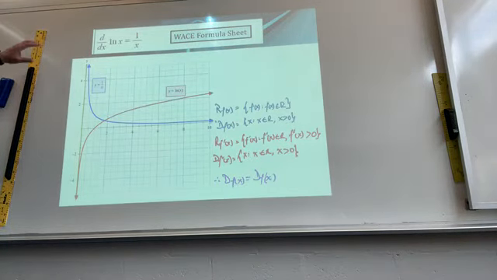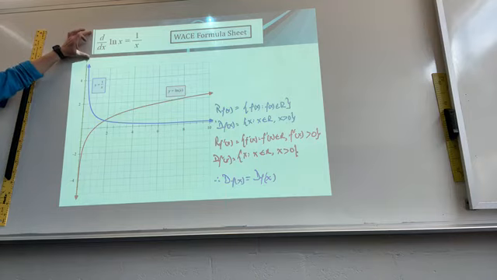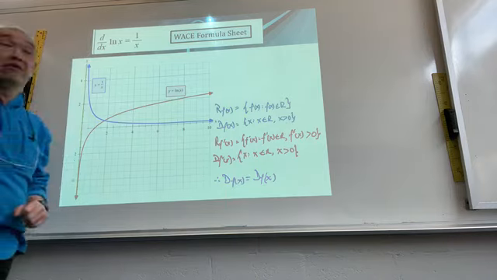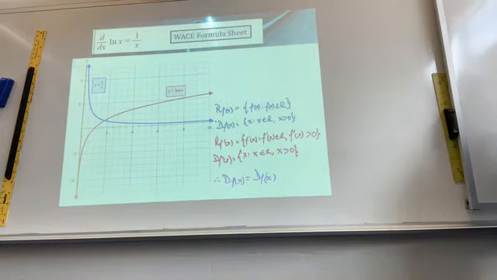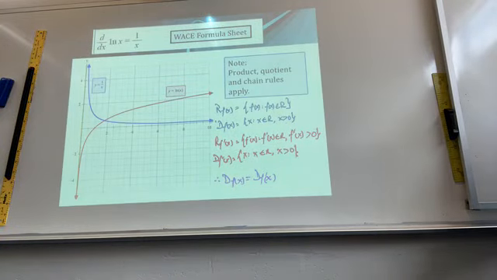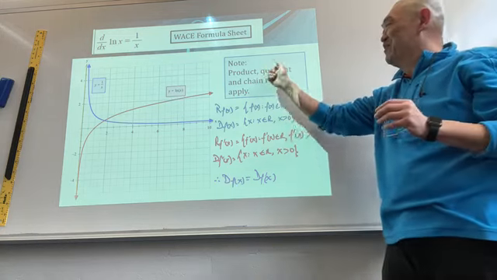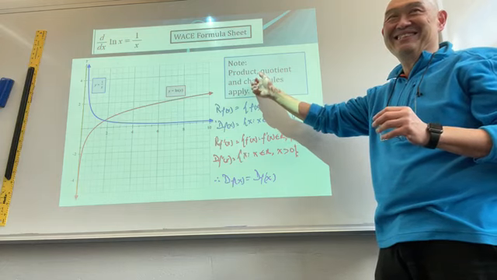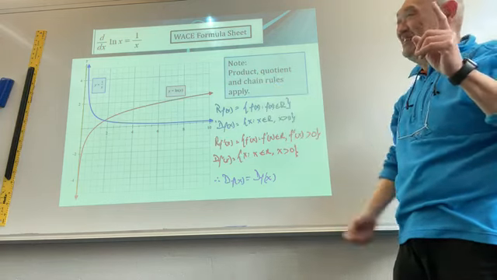I'll continue on. This is the one that you need to know: d/dx of ln x equals 1 over x. Now, the product rule, the quotient rule, and the chain rule all apply. You must remember your product rule, your quotient rule, and the chain rule. It's in your formula sheet as well.